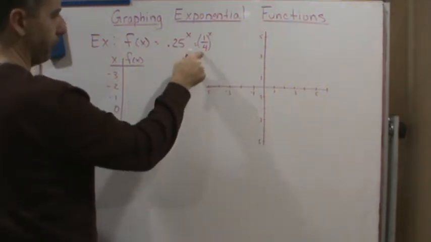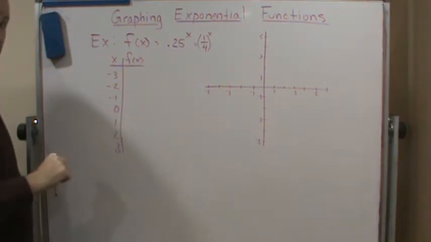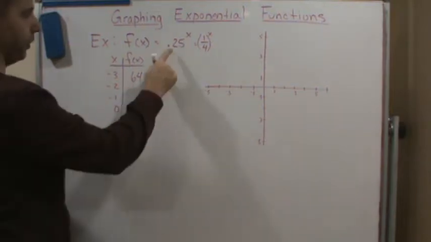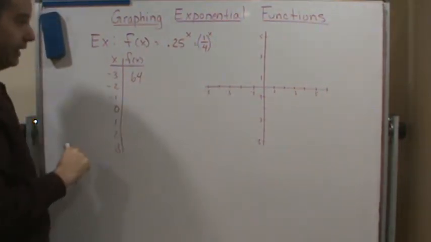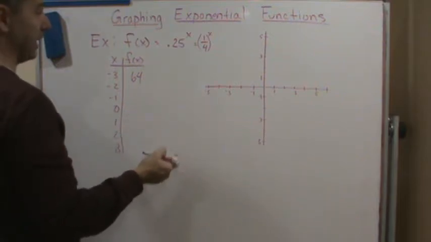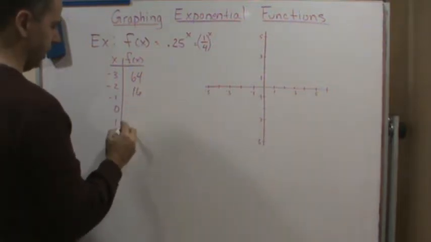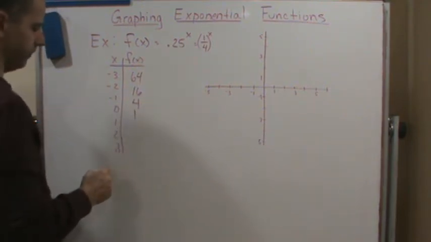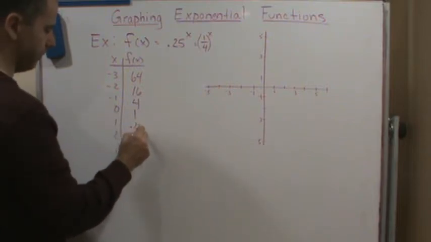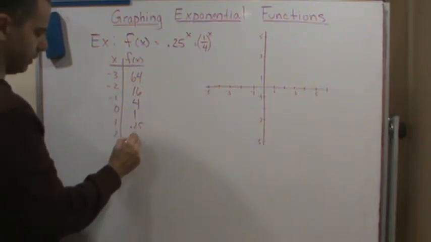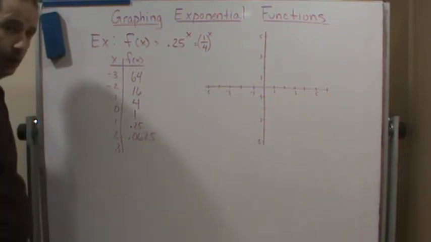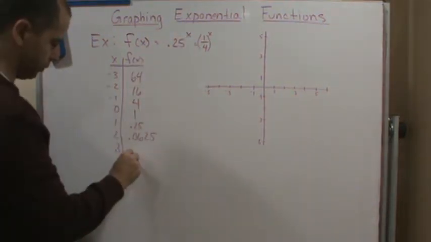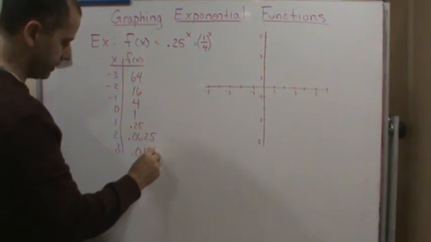0.25, or 1/4, to the -3 is basically 4 to the third. Okay? So that's going to be 64. And then 0.25 to the -2nd power is going to be the same as 4 squared, which is 16. And then -1 is going to give us 4, and 0 is going to give us 1. 1 is going to give us 0.25. 2 is going to give us 0.0625. And then 3, so 0.25 to the third power, is going to give us 0.015625.